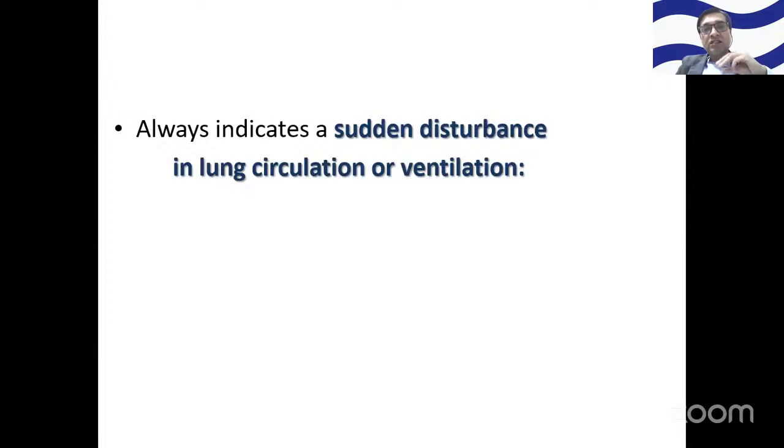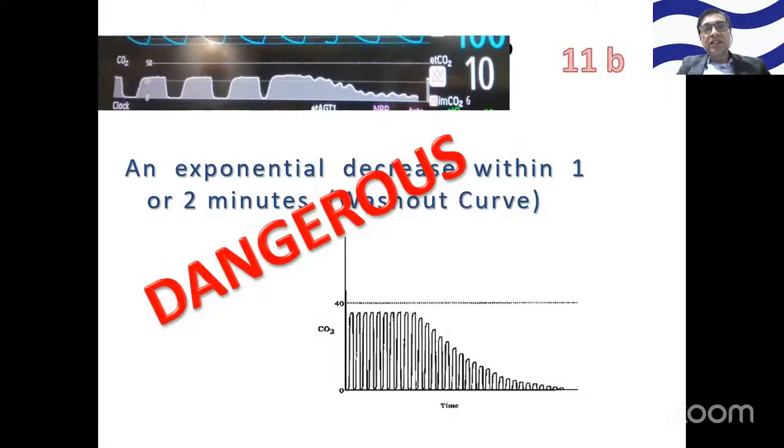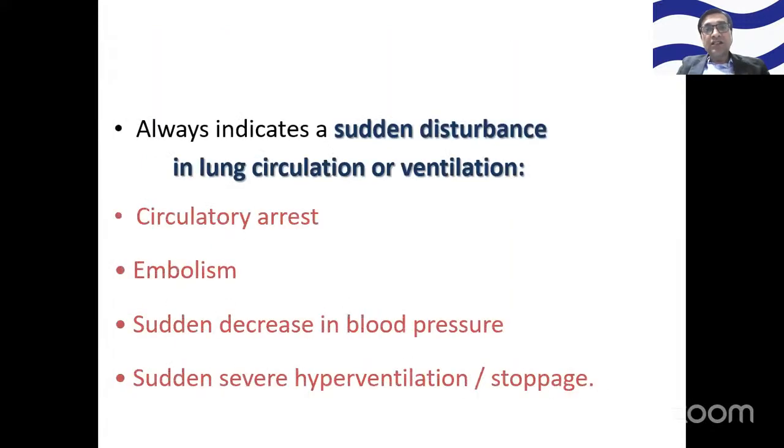And because there is a slow release of CO2, the passive release from the alveoli which is going to happen, that is causing this exponential decrease in the waveform. It doesn't become slowly zero, right? So it is a problem with either ventilation or lung circulation. It could be circulatory arrest, pulmonary embolism, there could be a sudden decrease in blood pressure and low cardiac output scenario, or there is some sudden hyperventilation which the patient has done, and then it stops the ventilation.